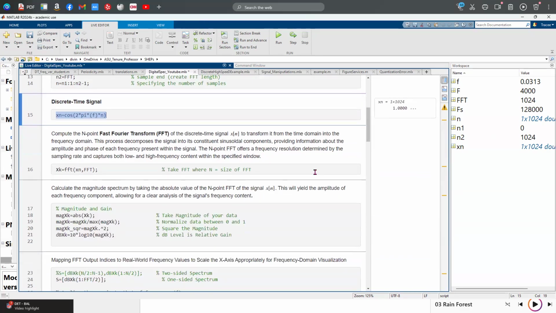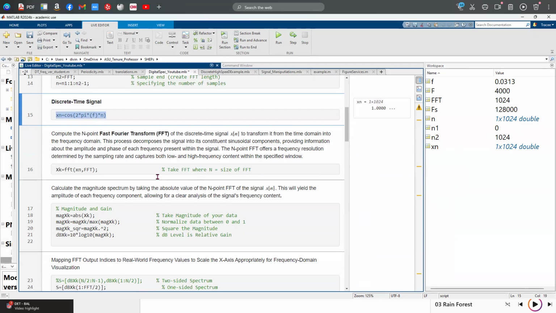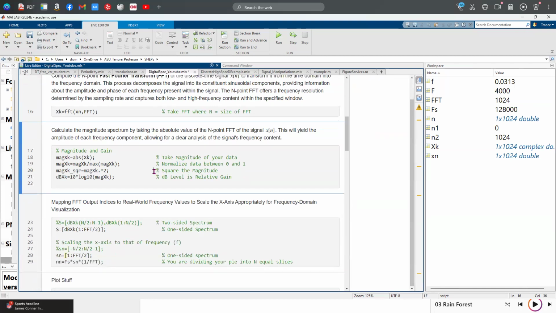Now, in this section, we use a 1024 point FFT to convert the signal from the time domain to the frequency domain, allowing us to analyze and locate its frequency components. In this section, we are calculating the power of the signal, and this helps us understand how the signal's energy is distributed across different frequencies.